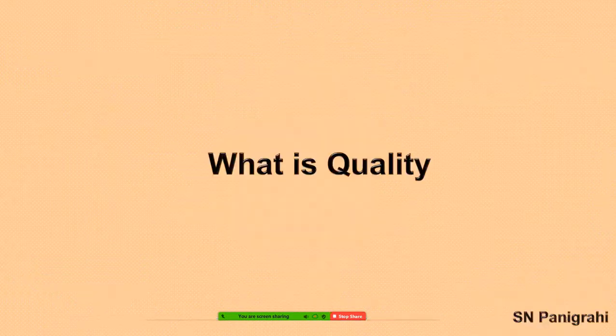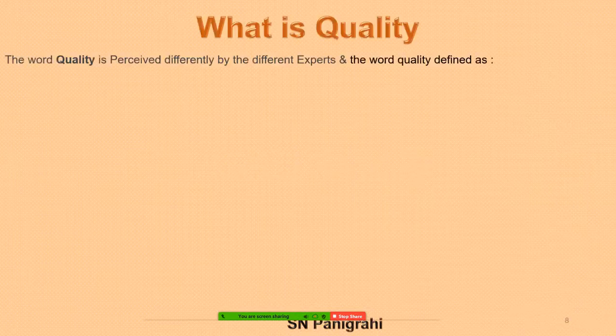And just before we go into the Lean Six Sigma concepts, let me briefly explain a few things about quality. What do we mean by quality? Because both are basically quality concepts. So let us understand what quality is from the layman's approach. What is quality?